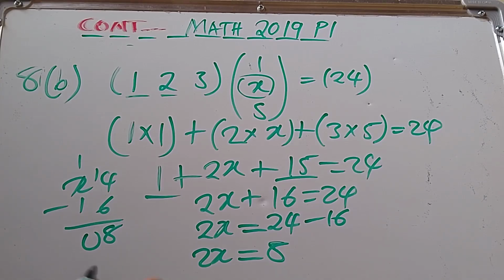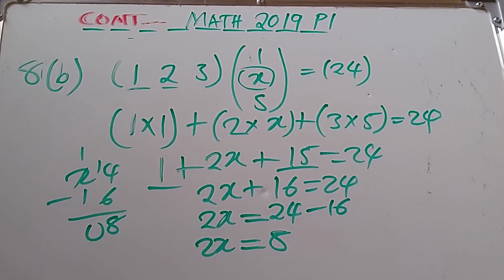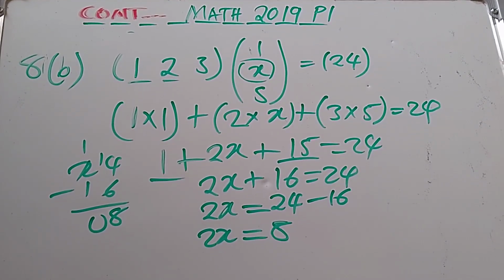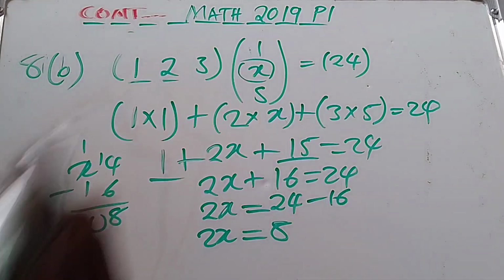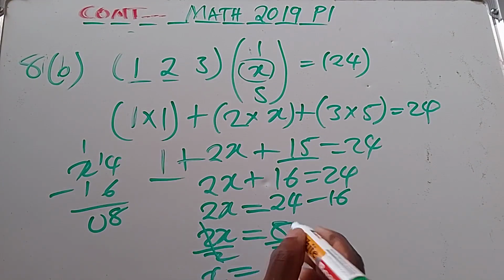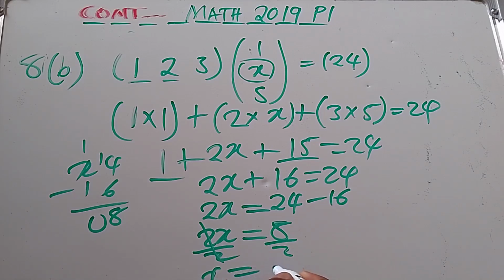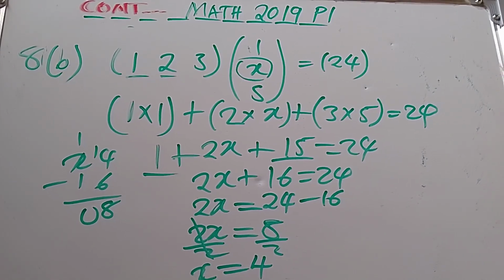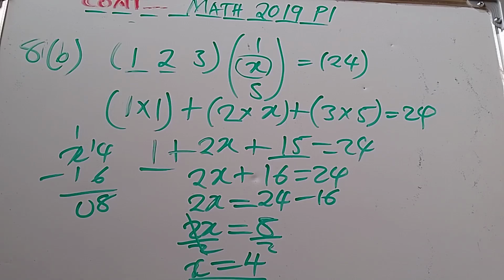So this is what we are having. And then from here, what we have been taught is to find the value of x. We just need to divide. What is our value of x? 8 divided by 2, the answer is what? The answer is 4. And that is the answer for this question. So this is how we handle this question.